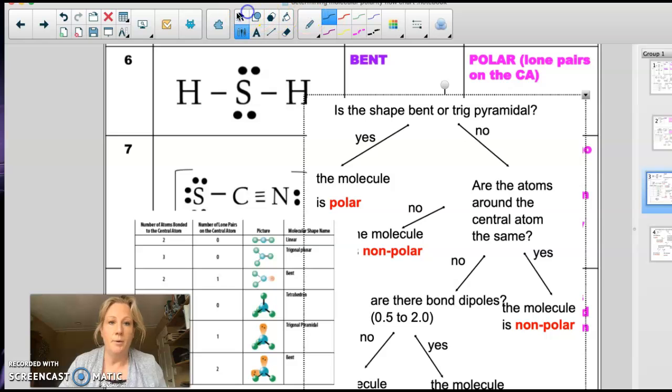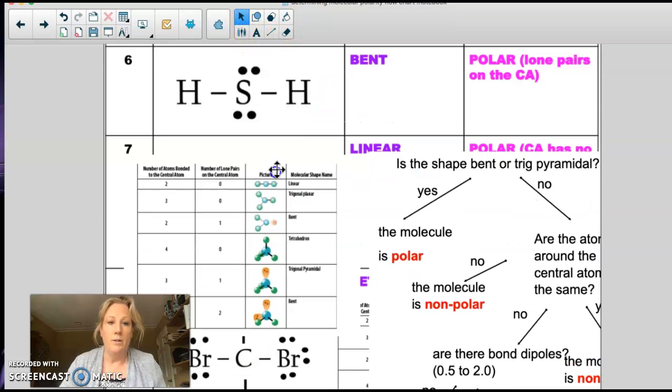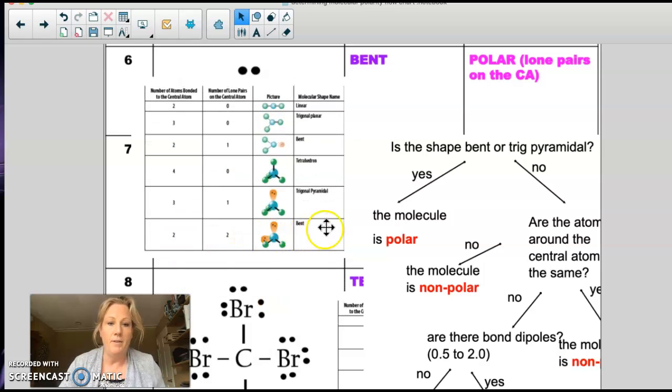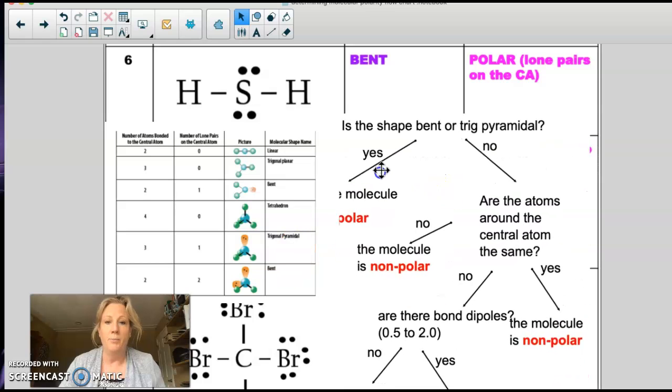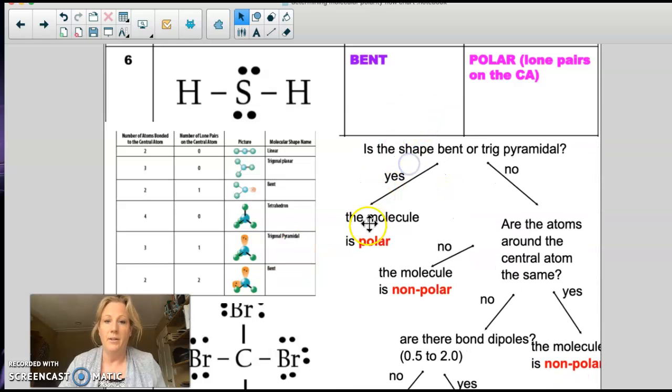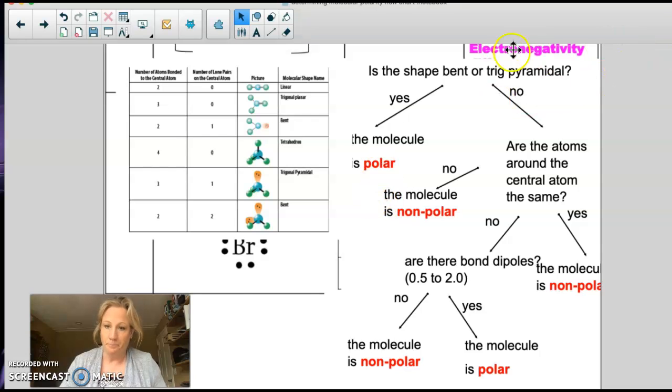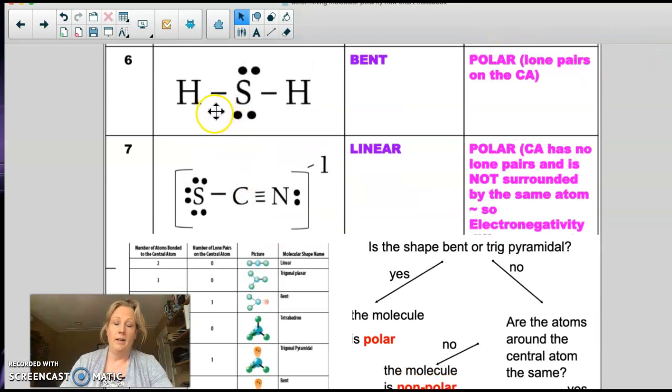So let's do a couple more. So here we're going to do this H, the sulfur's in the middle, central atom, 2 bonds, 2 lone pairs. That leads me down to the bottom of this, which is bent. So then I use my chart. Is it bent? Yes. So it's automatically polar because of these lone pairs. This one's a little more fun because you're probably getting really good at, if there's lone pairs around the central atom, it's automatically polar. It's these other ones that are a little bit more interesting.